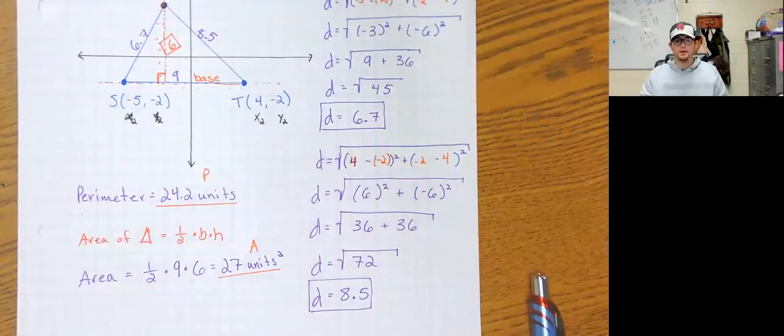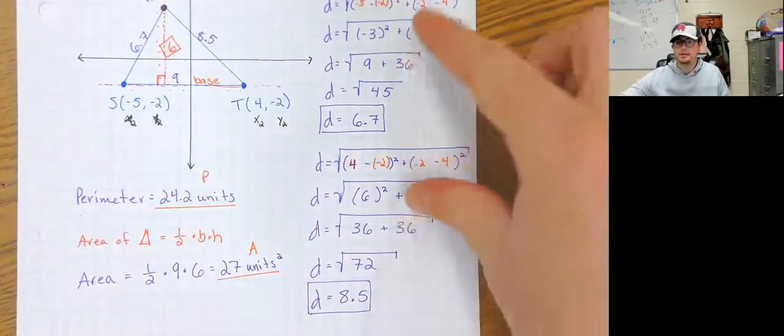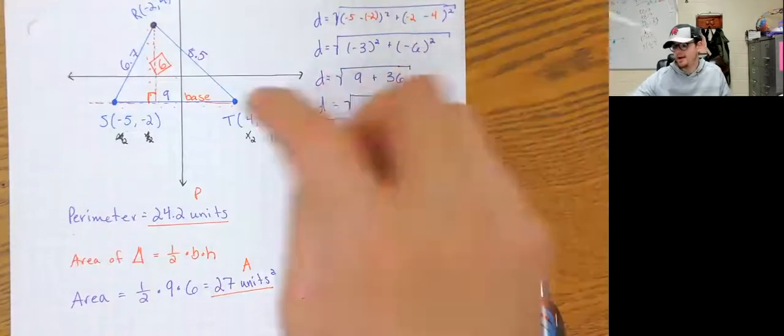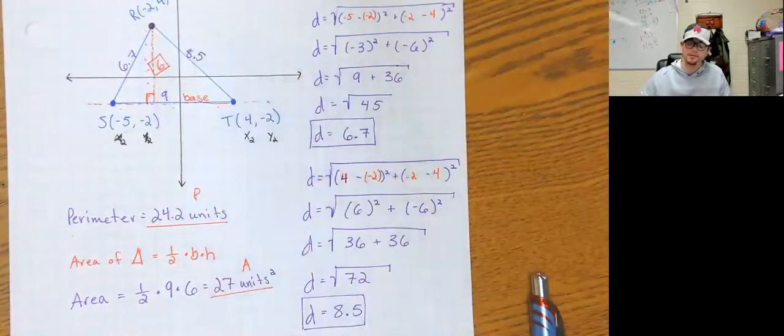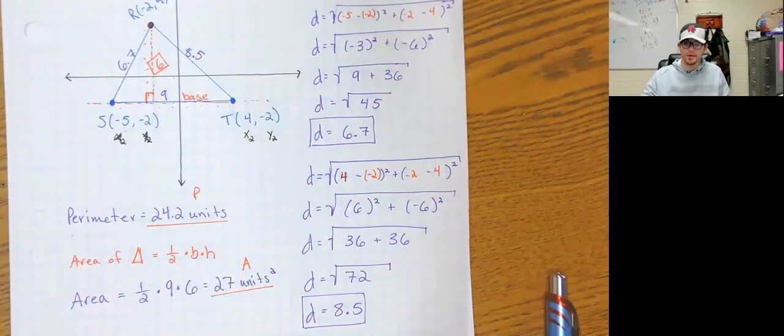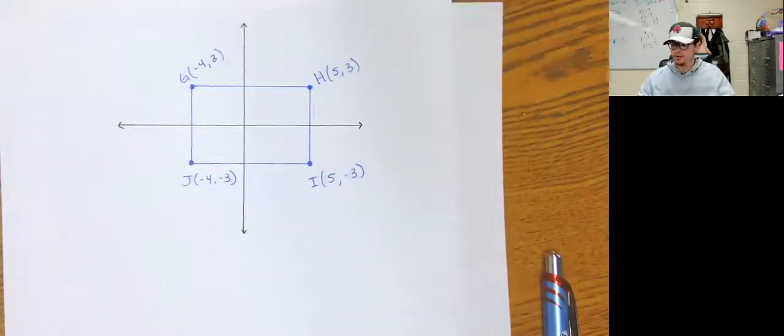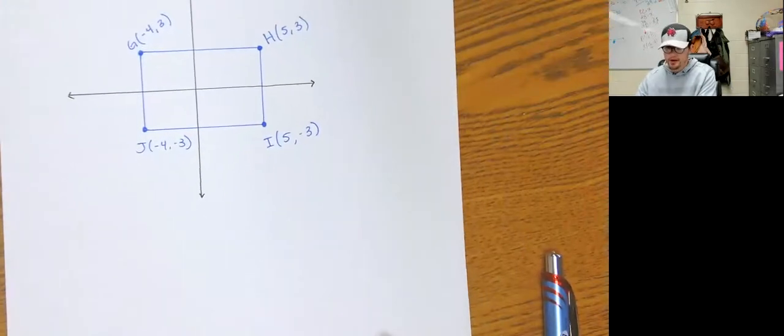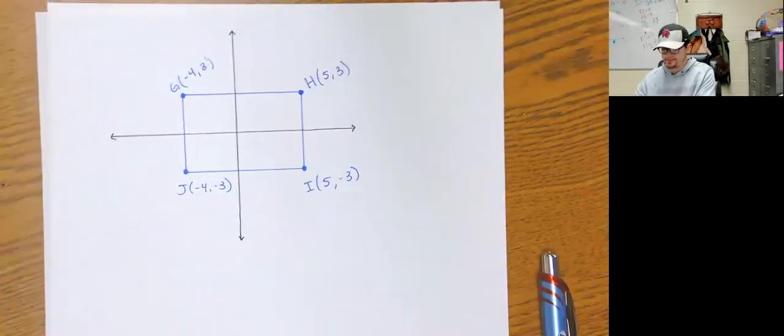All right. So a little bit more involved. I had to do the distance formula twice, and I also had to figure out what is the height of this triangle. So that one was pretty involved. Well, why don't we skip over to something much more easy, like a rectangle. So this is a quadrilateral, and it's a special quadrilateral called a rectangle.